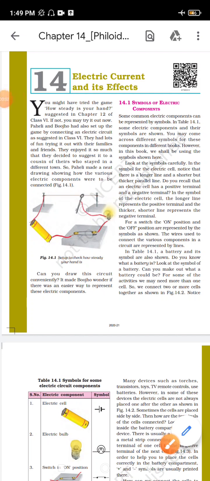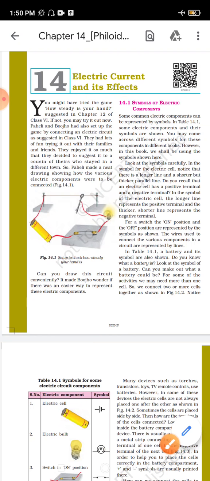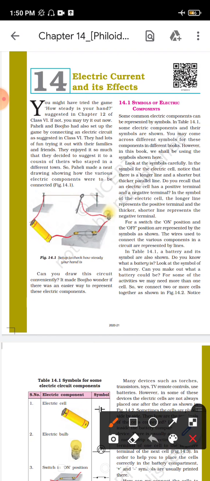Hello dear students, in this video we are going to start chapter number 14, that is electric current and its effects. Okay, so have you ever heard about the game that is named as How Steady Is Your Hand? So in this game, children, what do we do? As you can see, there is a setup to check how steady your hand is.